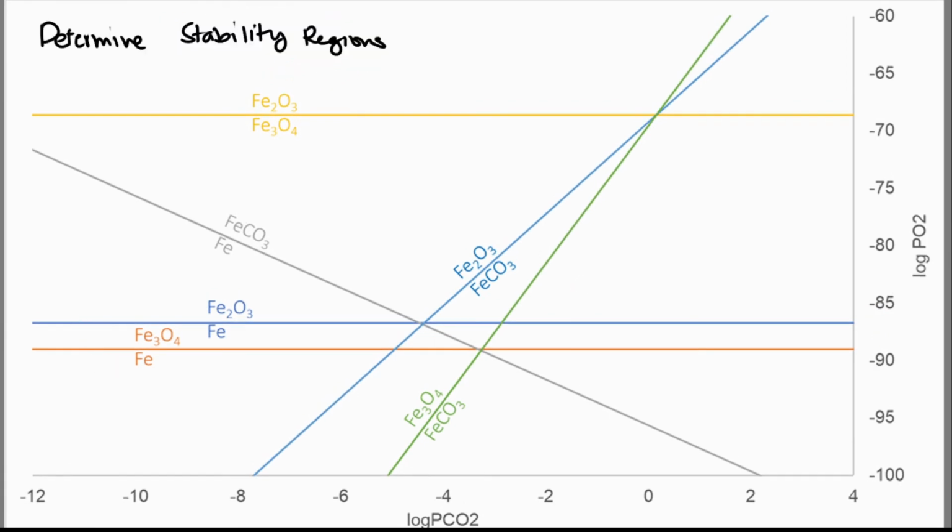Now that we have plotted our equilibrium lines, it is now time for us to do the most important step of the exercise, and probably the hardest part. We now have to determine the stability regions of our species. The domain of thermodynamic stability for each individual species is determined by requiring that all of our equations involving the said species be satisfied simultaneously, or we have to solve multiple equations involving that species at the same time.